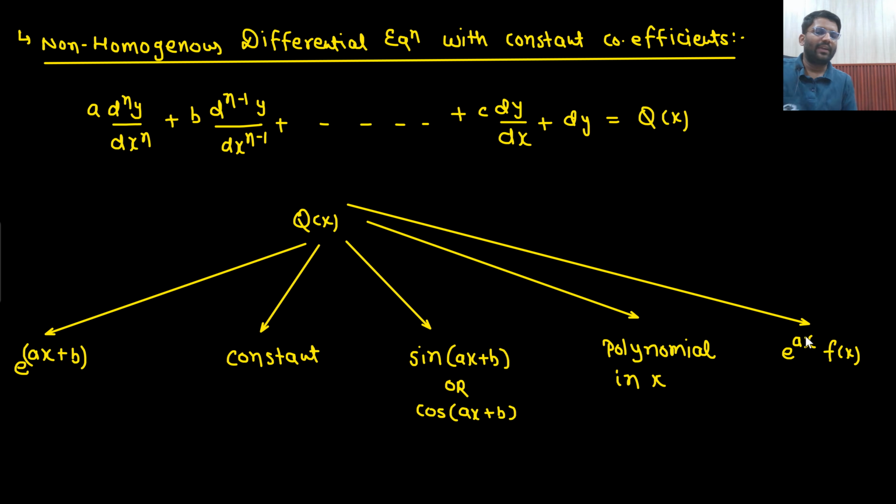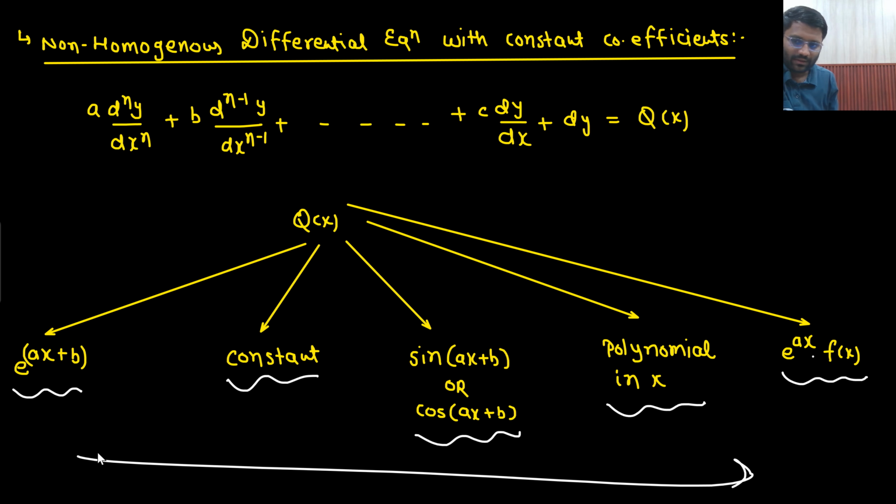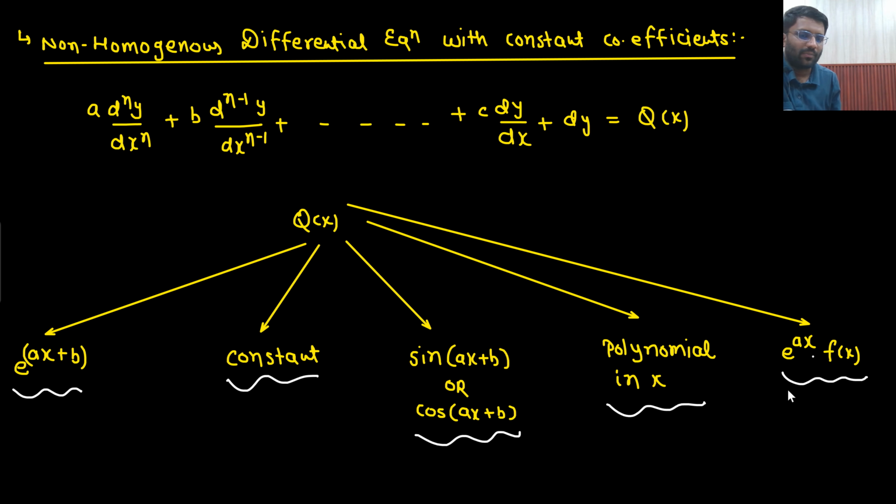So for calculating PI, we will have different kinds of cases. When your Q of x is exponential, when your Q of x is constant, when your Q of x is sinusoid or cosinusoid, when your Q of x is polynomial in x, when your Q of x is e to the power ax dot f of x. These 5 cases would be there. This one is not important, but these 4 are important.